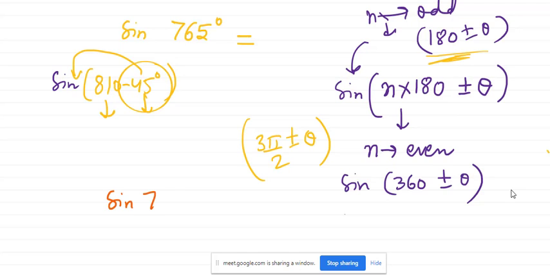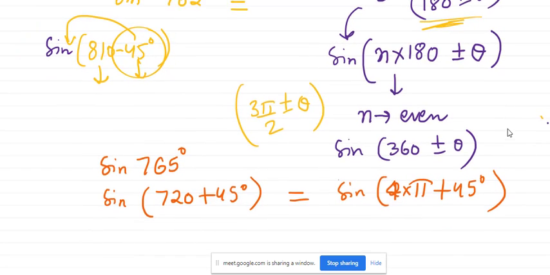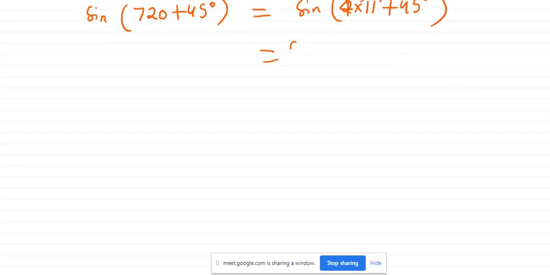So let's say you have sine 765. Like Anubhav said, you can write it as 720 plus 45. Why 720? Because 720 can be written as 2 times 360, or you can also write it as 4 times pi. Is this clear? So as a number, you can say 2 into 360 plus 45 degrees.